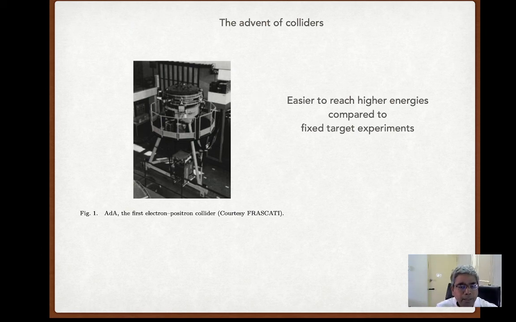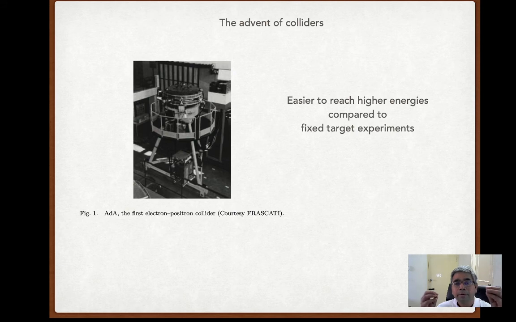But in the late 60s, the idea of colliders came into the picture. Colliders say that I accelerate both the particles, not just one particle. Both particles are accelerated and I set up my experiment in such a way that they meet at a certain point and the collision takes place. And the center of mass energy will be much higher compared to a fixed target experiment.